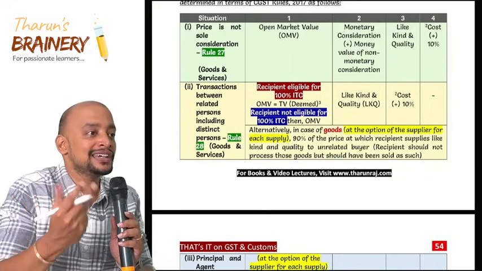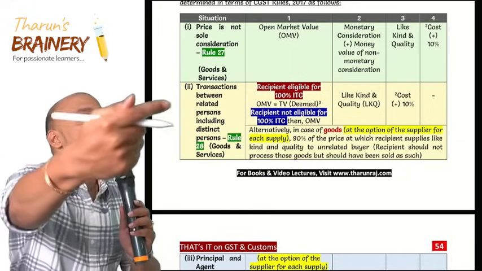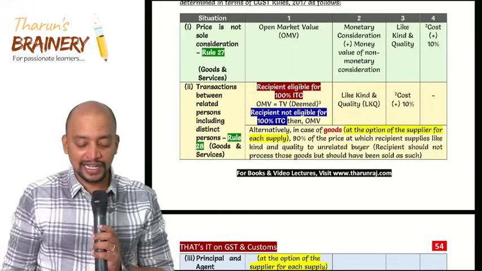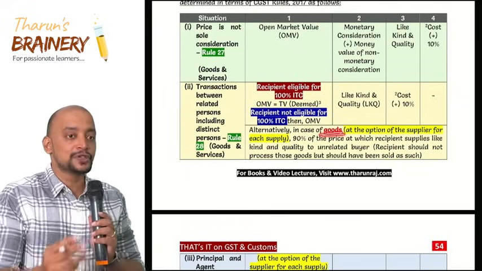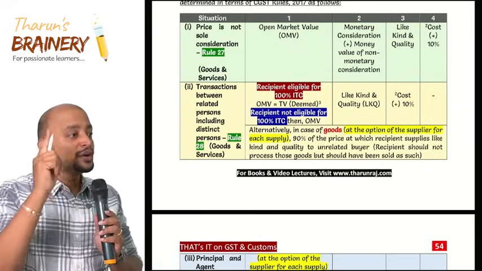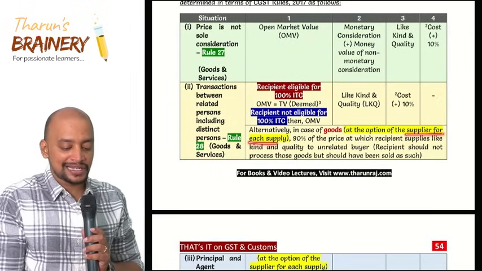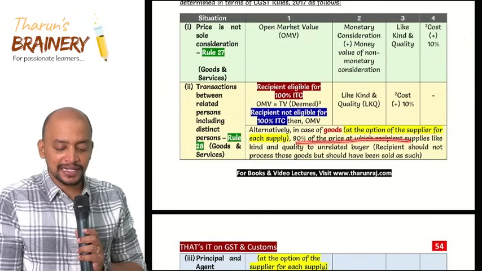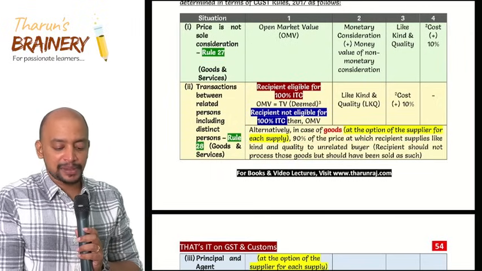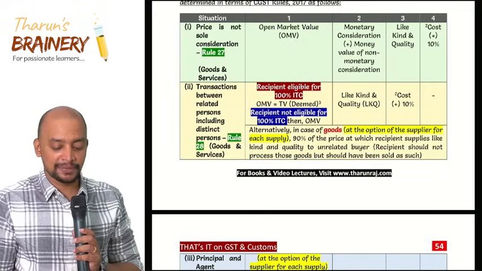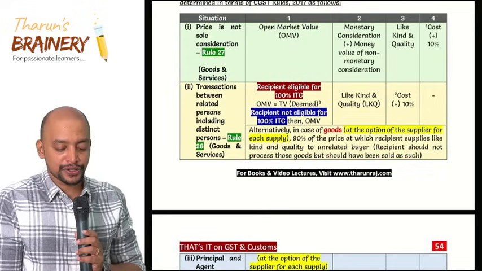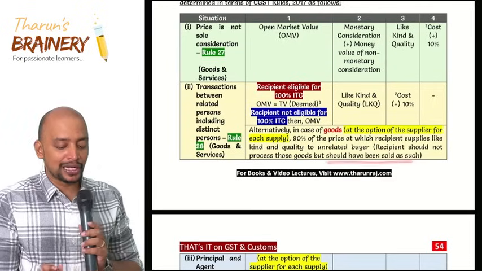Means what is the logic here? Your value addition will be 10%. So that's what they are telling, alternatively in case of goods, but this discussion is only in case of goods, not in case of services. So at the option of the supplier, for each supply, 90% of the price at which the recipient supplies goods of like kind and quality to an unrelated buyer. The recipient should not process those goods but should have sold them as such.